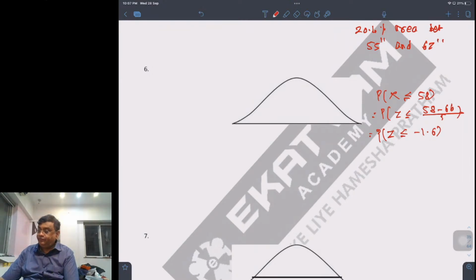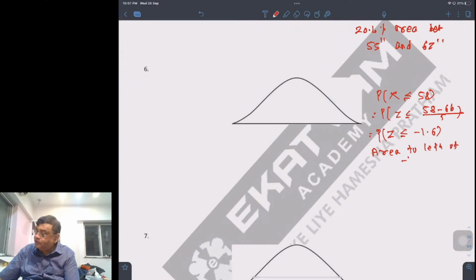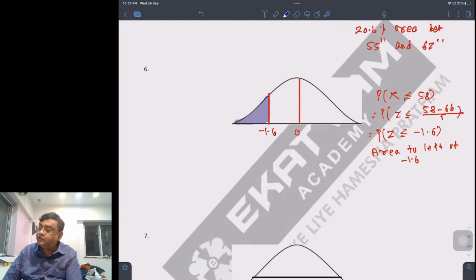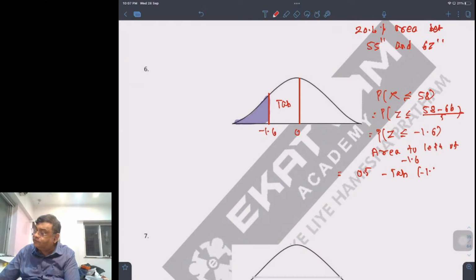Say yes. And therefore this is area to left of minus 1.6. Now if this is 0 and if this is minus 1.6, what you want is area to the left of this. But my question to you is, tell me, the table will give you which area? Table will give you this area, and therefore this is 0.5 minus table value for minus 1.6.